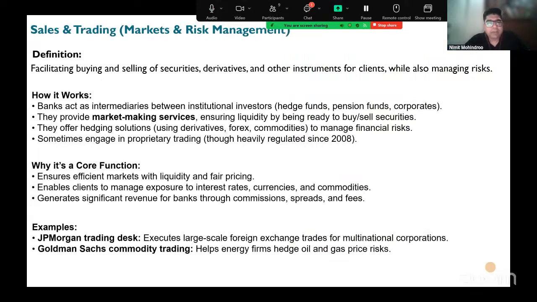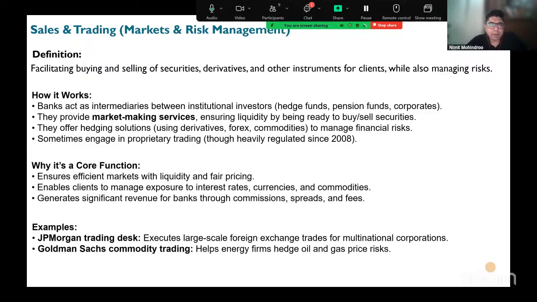Okay, so the next core function is sales and trading, which is markets and risk management. This is a little bit tricky and it did not get very clear, but still I will try to make it clear over here. Facilitating buying and selling of securities, derivatives, and other instruments for clients while also managing risk. So banks basically act as intermediaries between institutional investors, hedge funds, pension funds, and corporates.